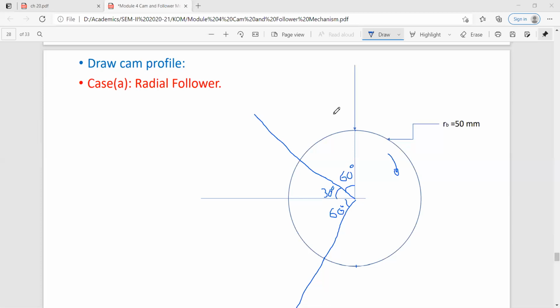So pay attention. Now, after marking these angles, the proper sequence is very important. Otherwise your cam profile will not give you the desired motion, that first it should rise through this degree, then it should dwell. It will not happen otherwise. So after marking these angles, you have to see in how many parts we have divided these angles on the displacement diagram.